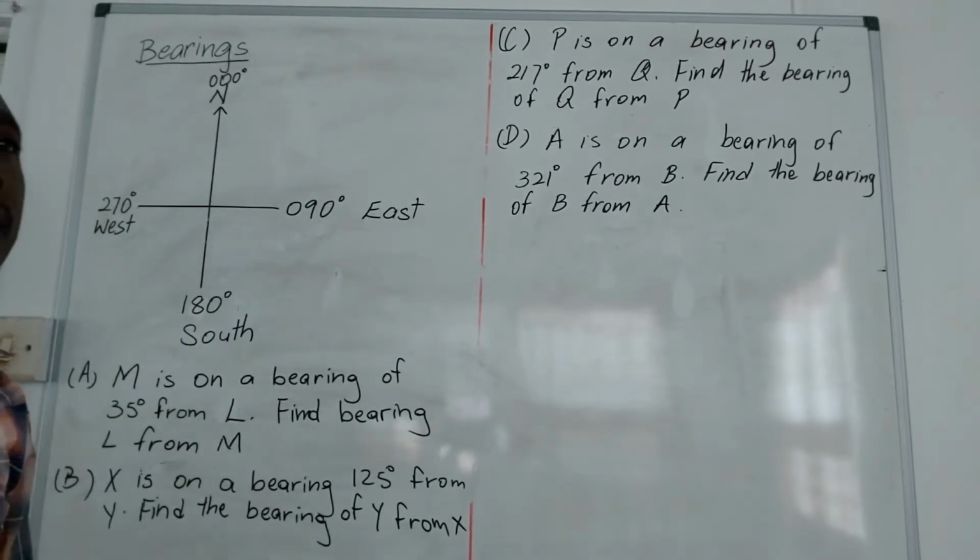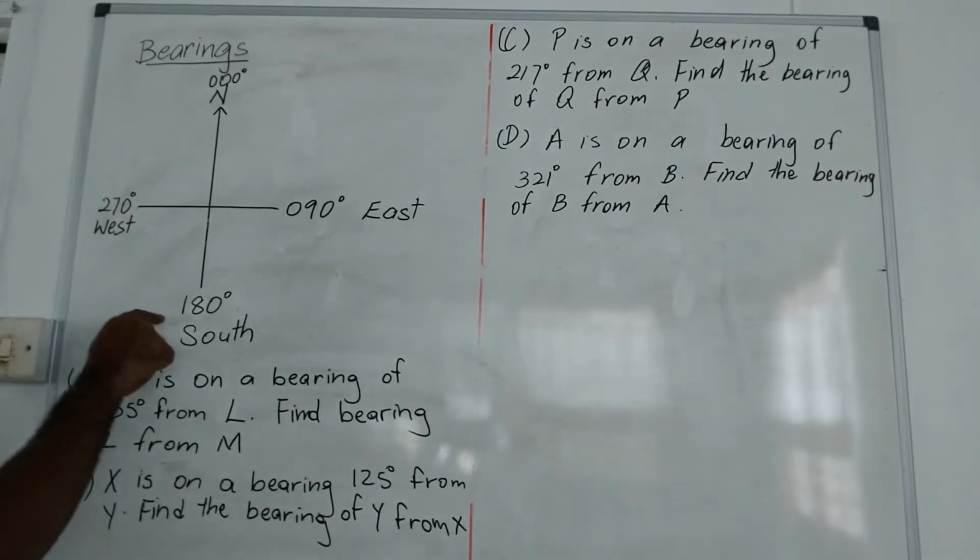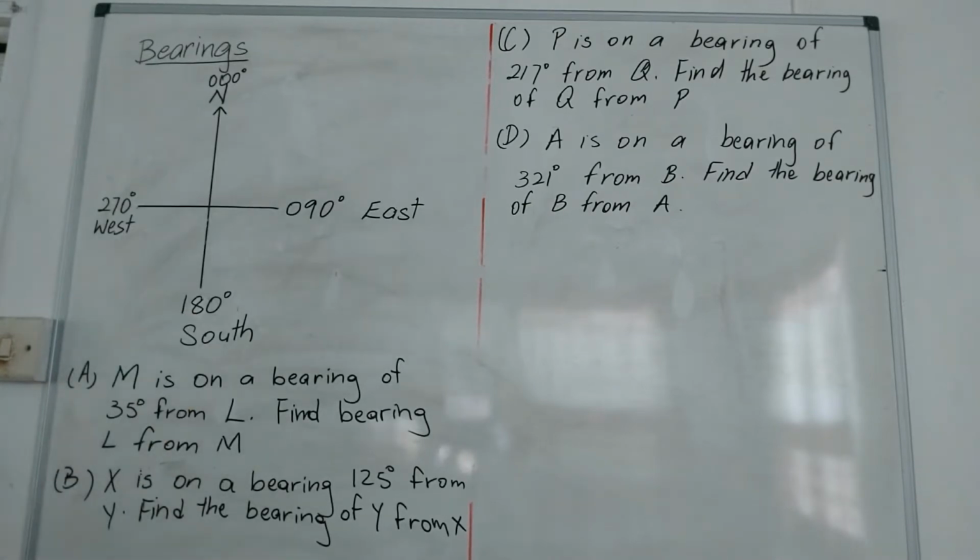If someone is saying they're walking due east, it means that they're walking on a bearing of 90 degrees. If they're walking due south, they're walking on a bearing of 180 degrees. If they're walking due west, they're walking on a bearing of 270 degrees.